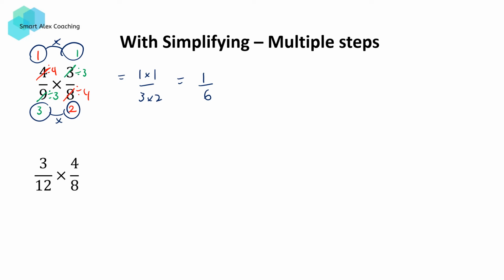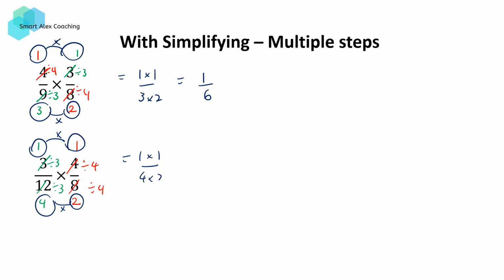3 12 times 4 8, same thing. I can see that the 4 over 8 has got a common factor of 4, so we can divide top and bottom by 4. 4 divided by 4 is 1. 8 divided by 4 is 2. And for 3 12, it's got a common factor of 3. So we divide top and bottom by 3. That will become 1 over 4. We then multiply what is left. 1 times 1 on the top and 4 times 2 on the bottom. And our final answer is simply 1/8.